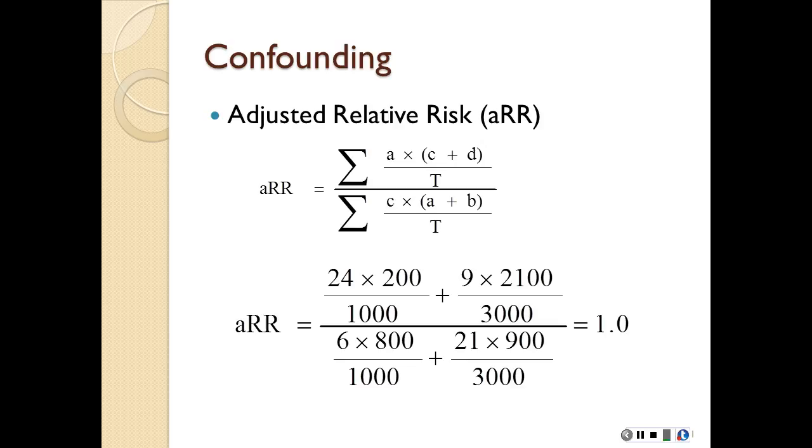And then we will report our adjusted relative risk and say that that's really showing the true relationship between our exposure and outcome of interest, because now we've taken out the variability due to that third variable.